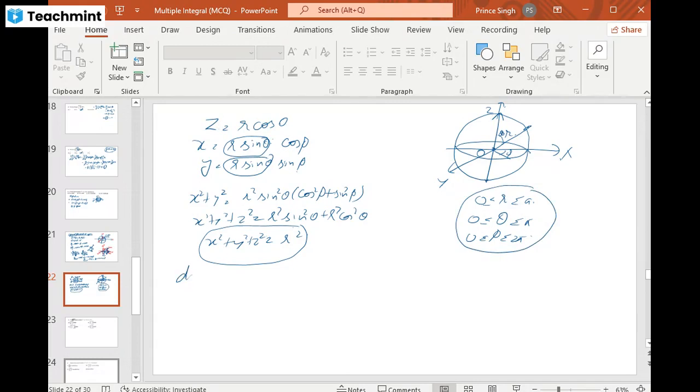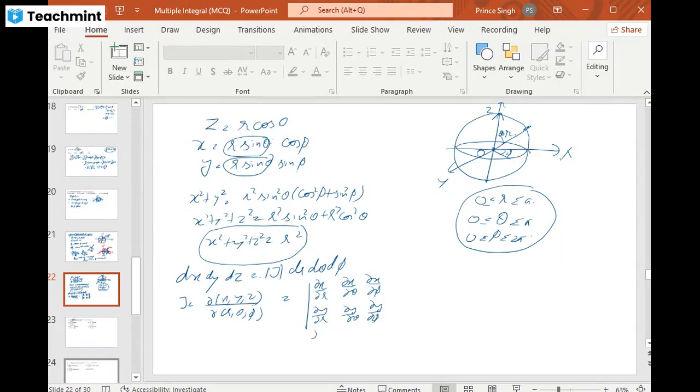But what about dx dy dz? dx dy dz is equal to the Jacobian of transformation times dr d theta d phi. And what is the Jacobian of transformation here? It is the Jacobian of x, y, z with respect to r, theta, and phi, which is equal to the determinant of: partial x upon partial r, partial x upon partial theta, partial x upon partial phi; partial y upon partial r, partial y upon partial theta, partial y upon partial phi; partial z upon partial r, partial z upon partial theta, partial z upon partial phi.